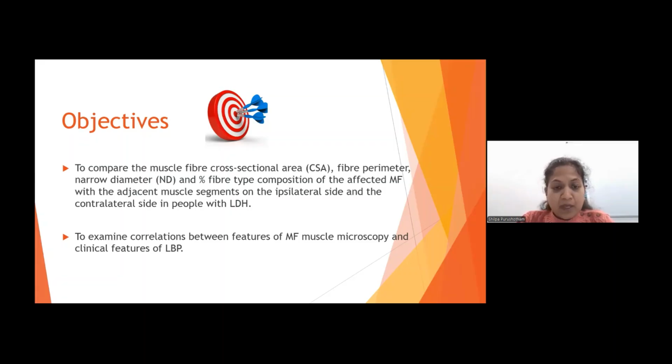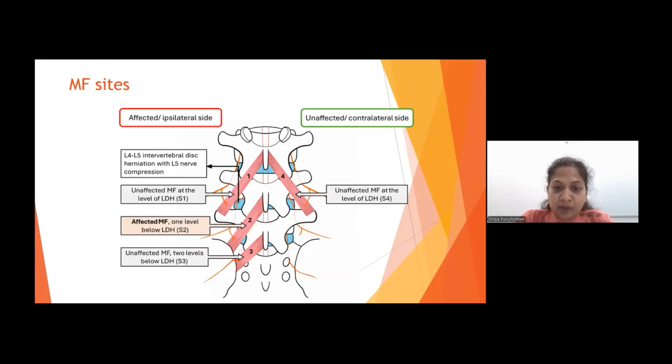So if you look at this image, you can see this is a disc herniation at L4, L5 disc level. This is just a schematic representation. So if there is a disc herniation here, the spinal nerve crossing the disc will be compressed. So the nerve which exits the same intervertebral foramen level will remain unaffected. So the muscle innervated at that level remains unaffected.